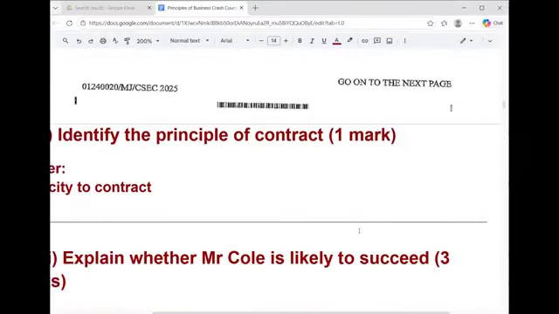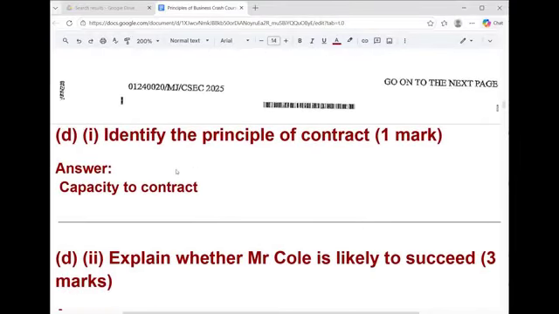So going through the information here, it says identify the principle of contract. The principle of contract is capacity to a contract. What does that mean exactly?